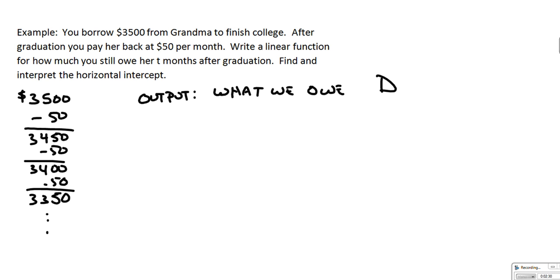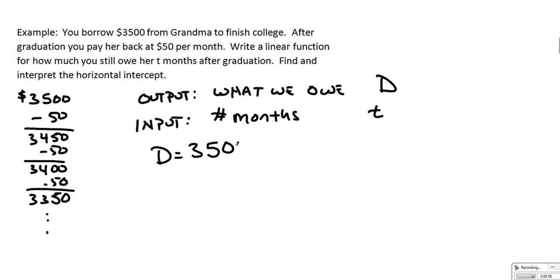So let's use the variable D for debt. The input is the number of months since we graduated. So we could use M, or how about T for time. So we can describe the debt, the amount we still owe. It starts off with $3,500 and it decreases 50 times the number of months that have gone by since graduation.